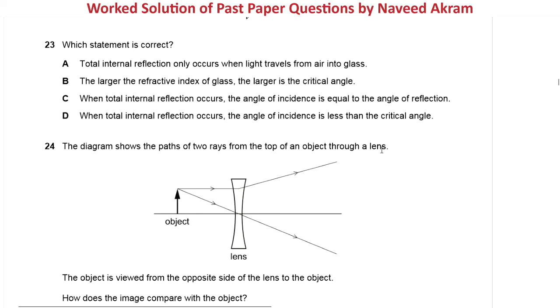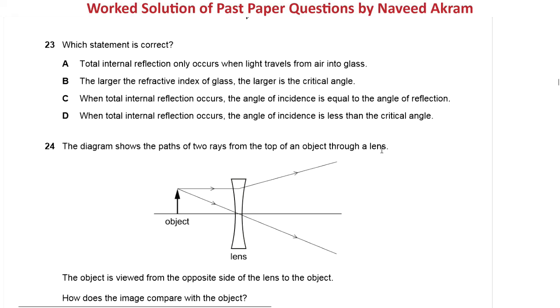Today in this video we'll discuss past paper questions of 2017 and 2018 related to the topic refraction of light and total internal reflection. So the first question for this video is from May-June 2018, paper 1, variant 1, question number 23. Which statement is correct? You are given 4 statements which will be shown on your screens. I would like you to pause the video and try to answer this question.